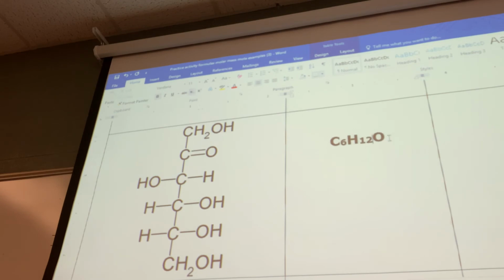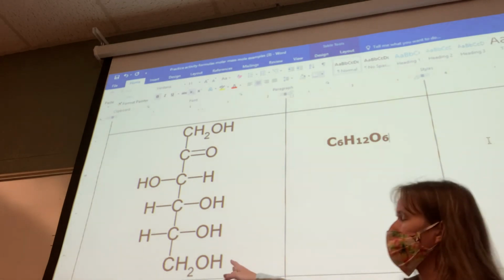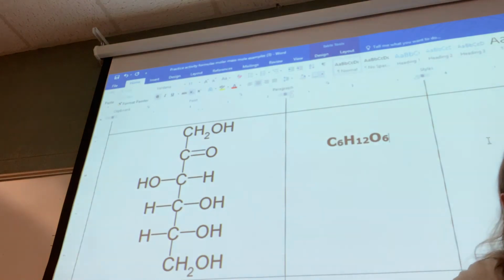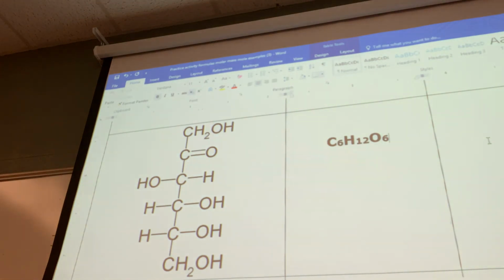And then oxygen, 1, 2, 3, 4, 5, 6. There's 1 oxygen on every carbon. C6H12O6. This molecule here is fructose. It is a monosaccharide. It's not glucose, though it looks kind of like glucose. If you saw C6H12O6, you might think, oh, glucose. But glucose is not the only monosaccharide with that formula.